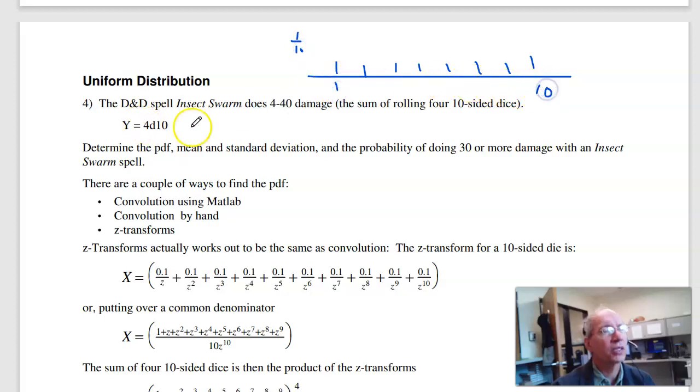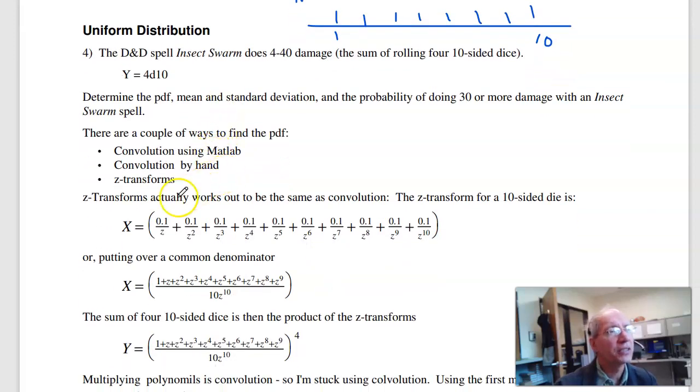Suppose I roll 4 10-sided dice. What is the PDF, the mean, the standard deviation, and the probability that I roll 30 or higher? Well, there's a couple ways to approach this. If I use z transforms, or moment generating functions, whatever your favorite name is, I actually wind up using convolution. The z transform of a 10-sided die is just 1/10 delayed by 1, 1/10 delayed by 2, 1/10 delayed by 3, and so on.